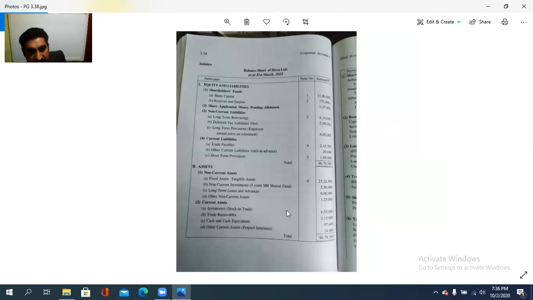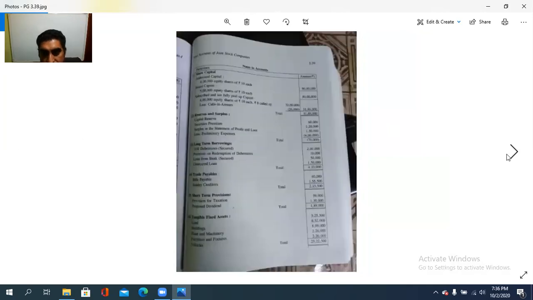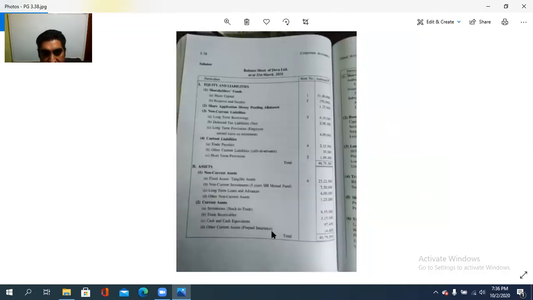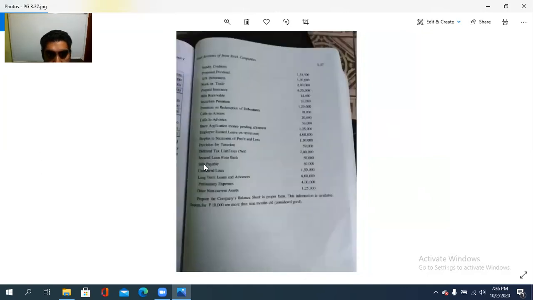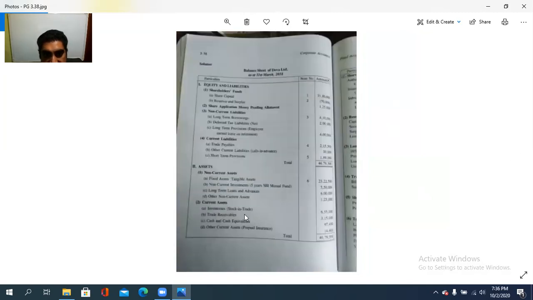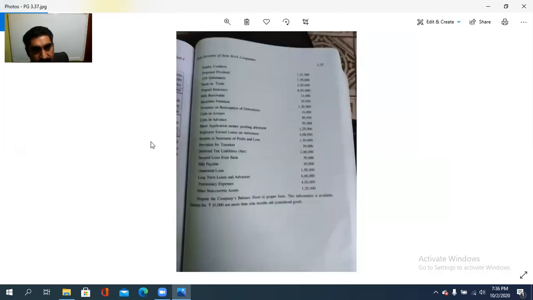Then current asset like inventories, stock in trade 6,55,000. Stock in trade, that is 6,55,000. That is already given in the question. Inventories, not investment, inventories. See, stock in trade 6,55,000. Then trade receivable. Trade receivable, what is that? There are some debtors we need to take care of.